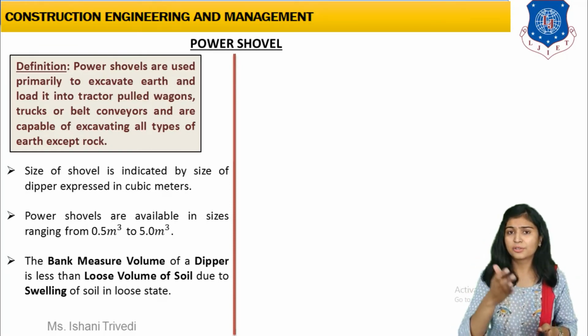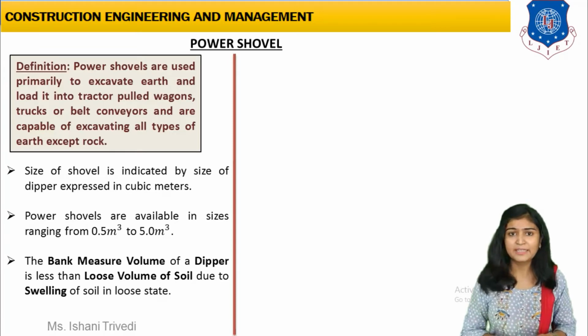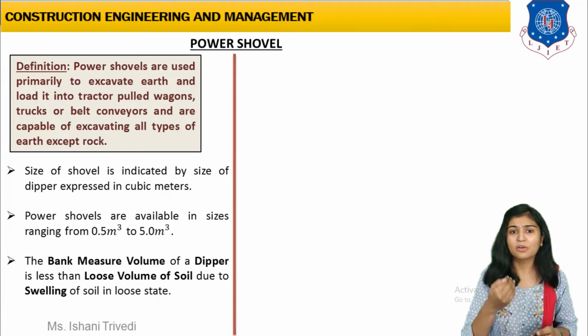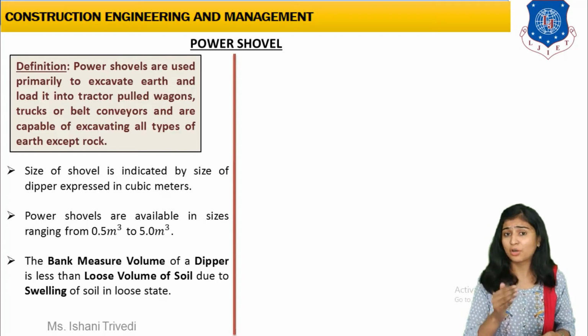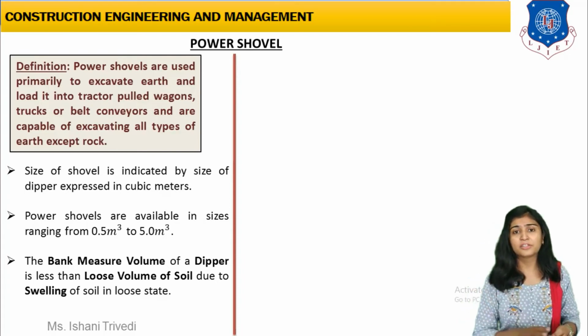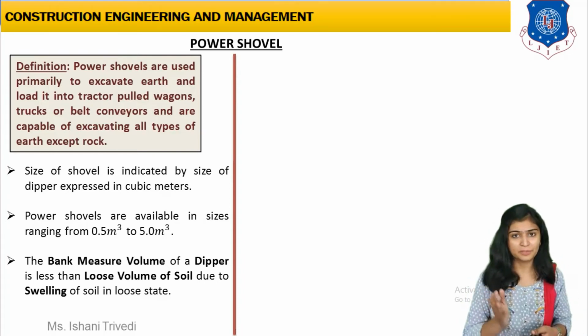So for trucks or belt conveyors, you can use any type of conveying equipment, and it is capable of excavating all types of earth except rock. You cannot perform it for soil where rocks are present. Otherwise, this is a universal equipment for all types of soil.